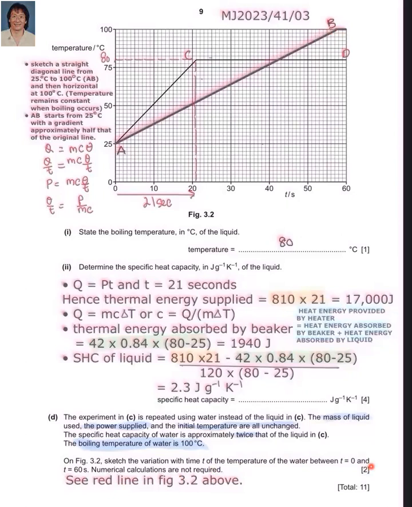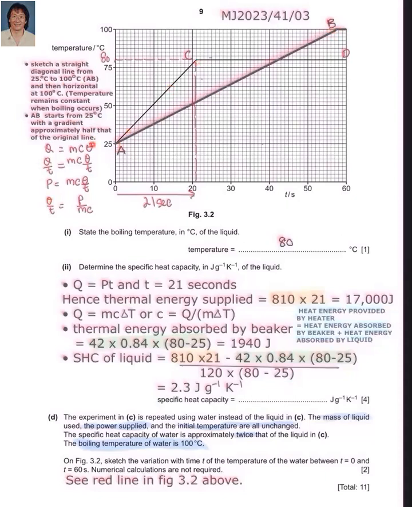In order to get the 2 marks, you have to sketch a straight diagonal line from 25 degrees Celsius to 100 degrees Celsius, and then horizontal at 100 degrees Celsius. So this is the first mark. The second mark is that AB starts from 25 degrees Celsius with a gradient approximately half that of the original. It means the gradient for AB is approximately half the gradient for AC. The reason is given here.